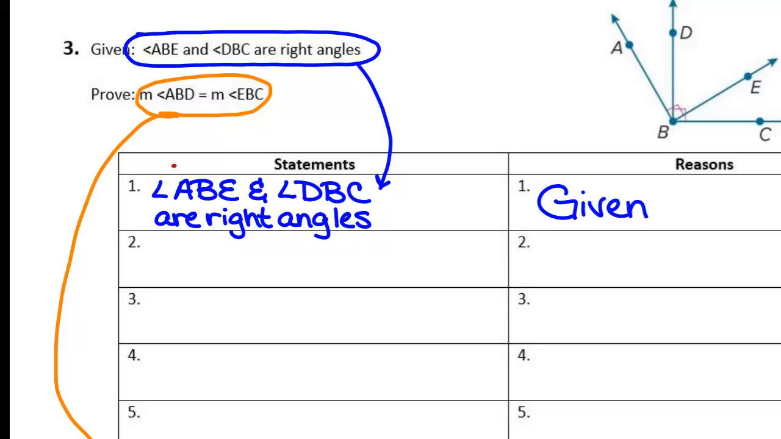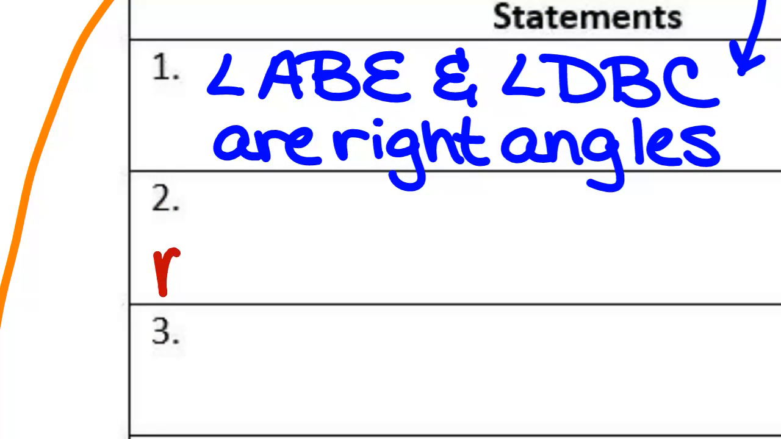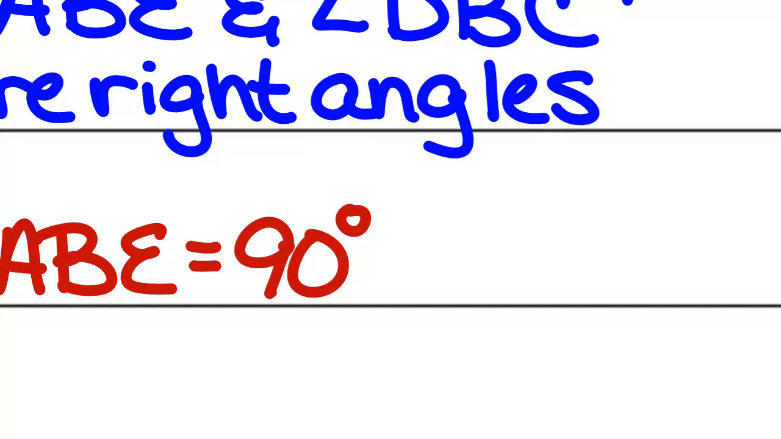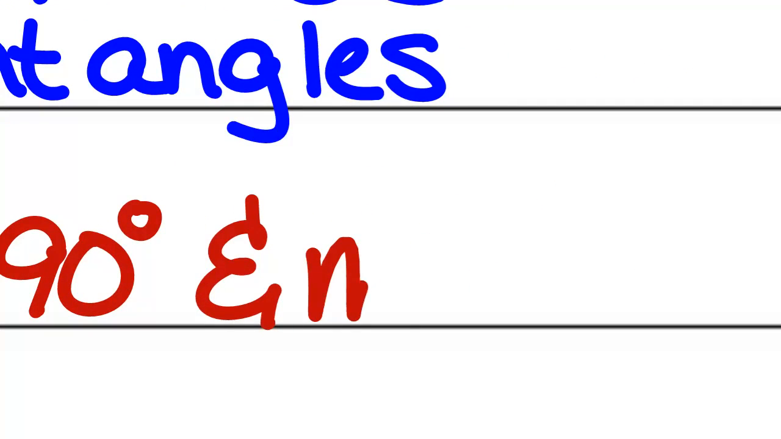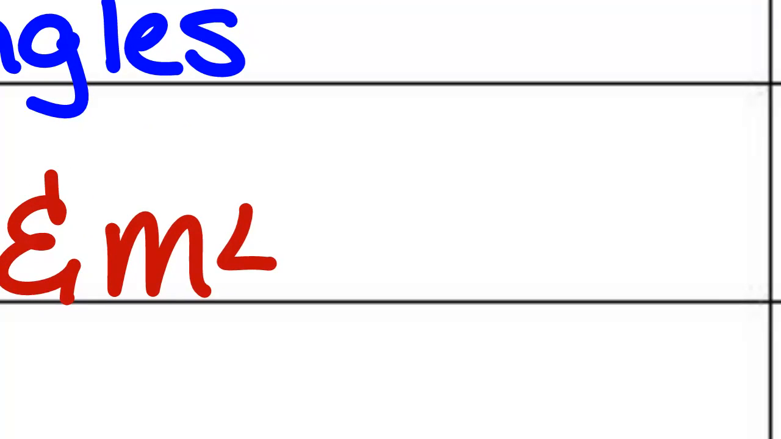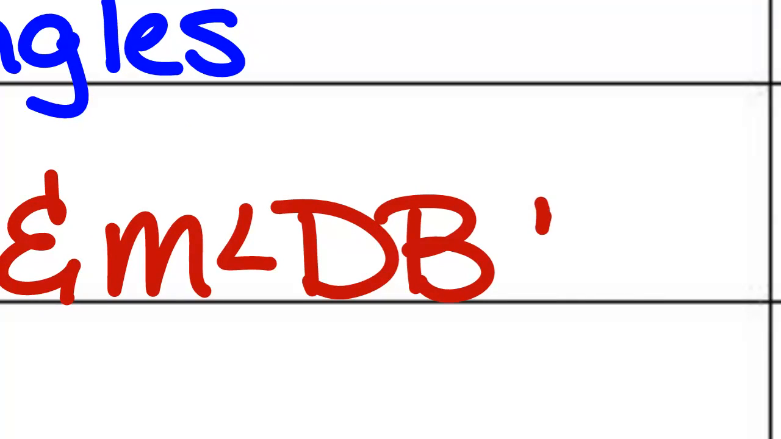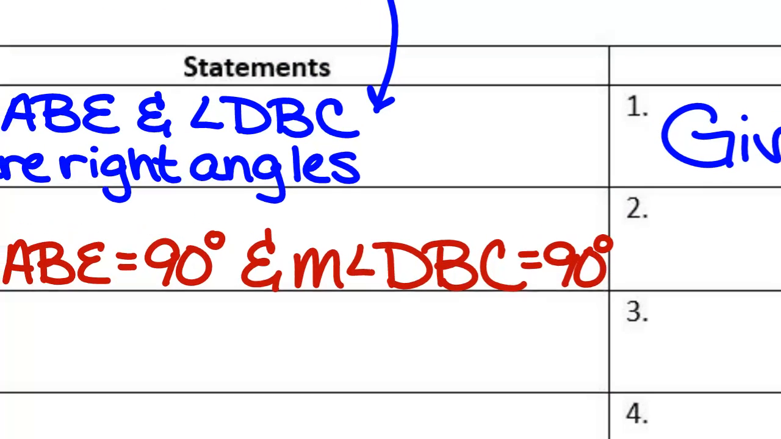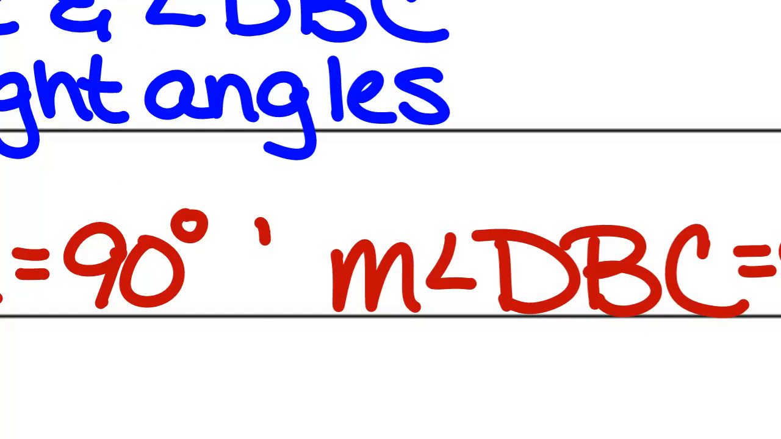It says that ABE and DBC are right angles. What does it mean for something to be a right angle? It's equal to 90 degrees. So the measurement of angle ABE is 90 degrees. And the measurement of angle DBC is 90 degrees. What are we using to be able to say that?